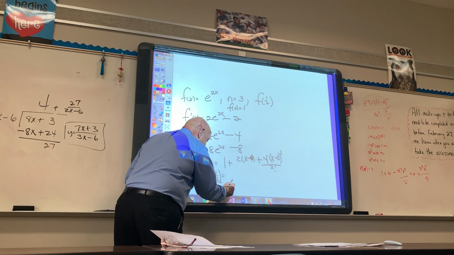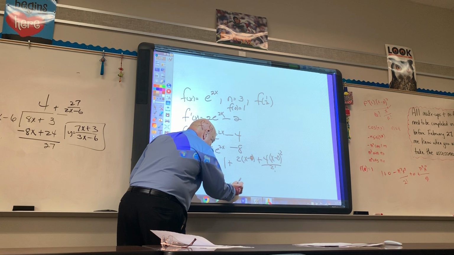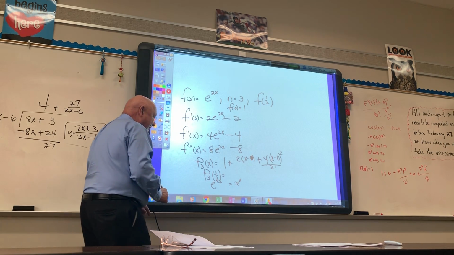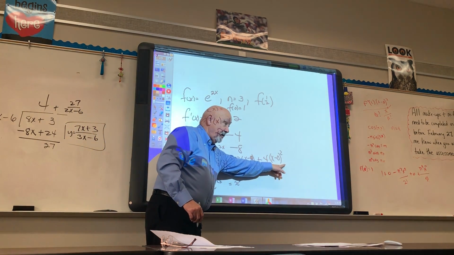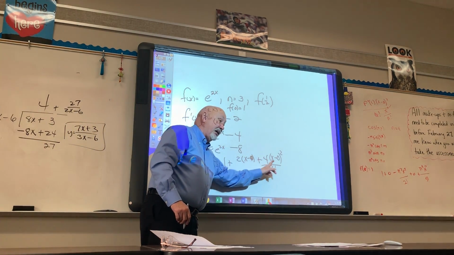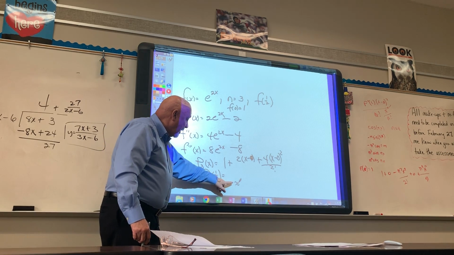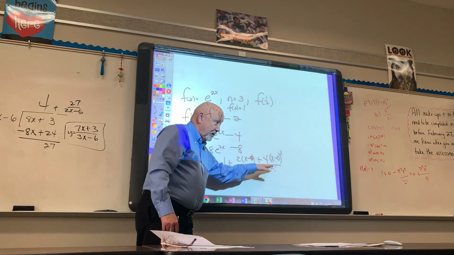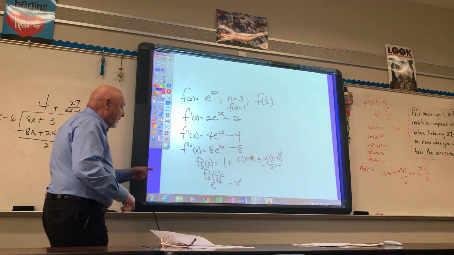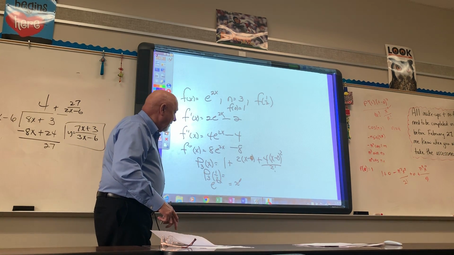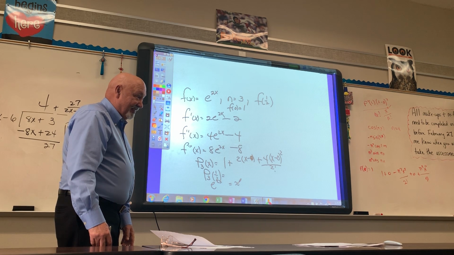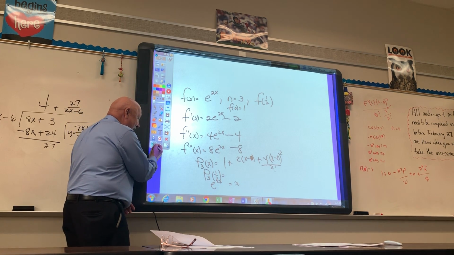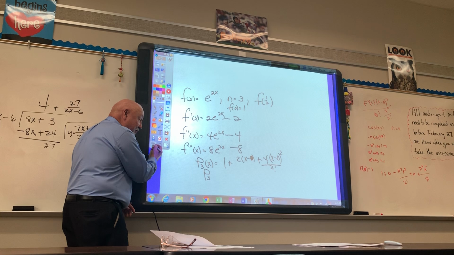E to the 2x, would you say it equals or approximate? Approximate. Because e to the 2x is not this, is it? No. It's just a representation of e to the 2x. So e to the 2x would be approximately what this comes out to be. All right, so depending on how you title the question. Now, what did they ask you to find? F of 1/2. All right, so we have to make sure that we answer their question, don't we?